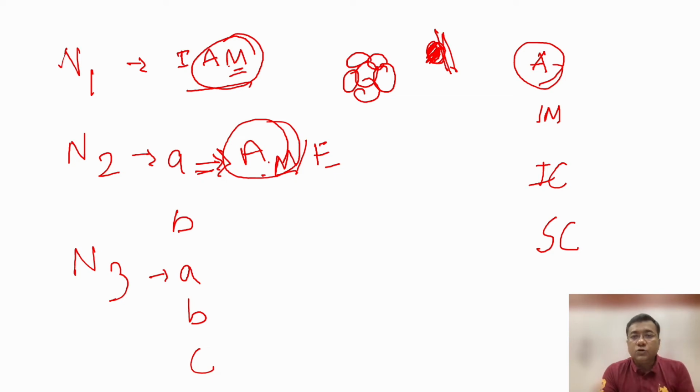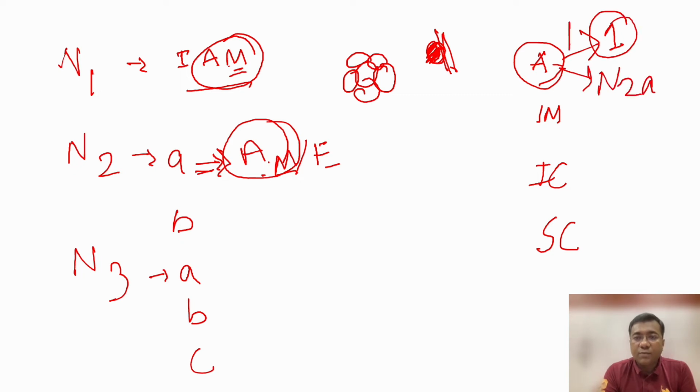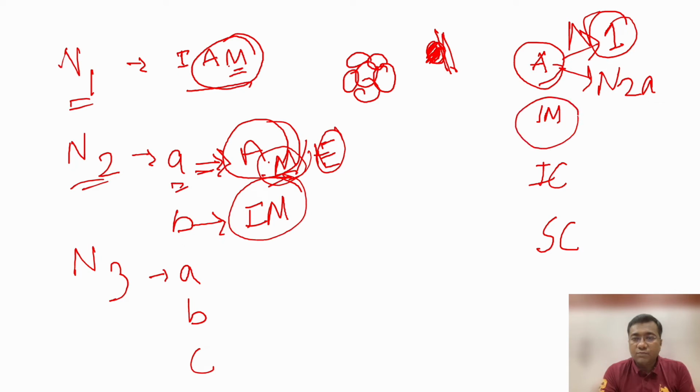Am I clear? So this axillary group of lymph nodes will give you N1 as well as N2A. N1 means axillary mobile, N2A means axillary fixed or matted. Clear? Fixed or matted. So that is N1 and N2A. N2B means internal mammary group of lymph nodes. So there comes the N2B. Okay, clear?